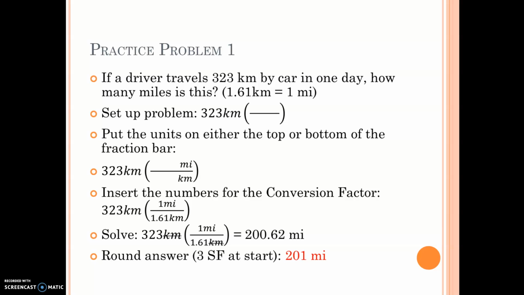Next, we are going to solve the problem. 323 times 1 is 323, divided by 1.61, and we cancel out the kilometers to leave the units that we want. Our answer is 200.62 miles, but we have to consider significant figures. The original number, 323 kilometers, has 3 significant figures, right? By rule number 1 of sig figs, if they are non-zeros, they are considered significant figures. So we must round our 200.62 to 201 miles.